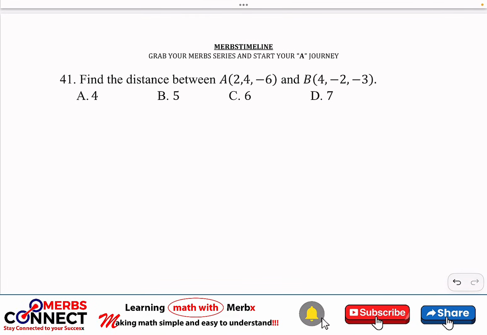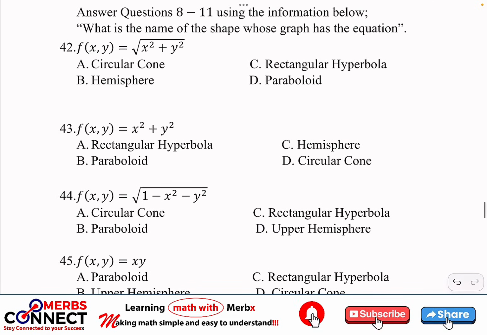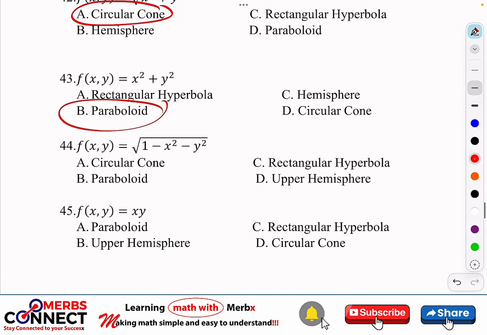Okay, do this one. I think this one I can just shade it. So this one is the square root of x squared plus y squared, and this is just a cone. It's like the circle, but this is going to be the cone. And this one is this one. And what is this one? This one is the upper hemisphere.